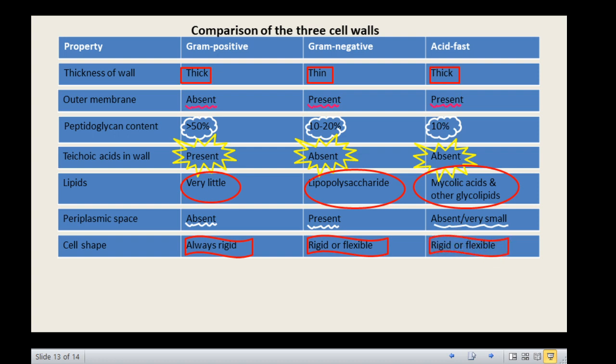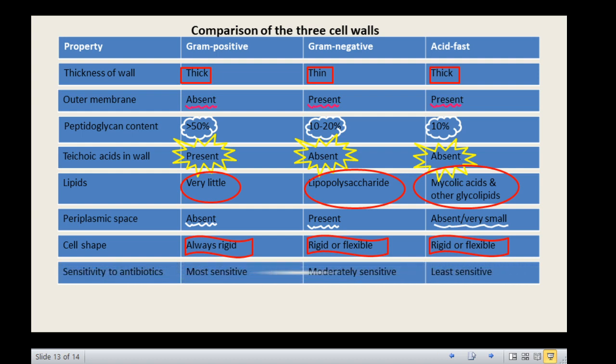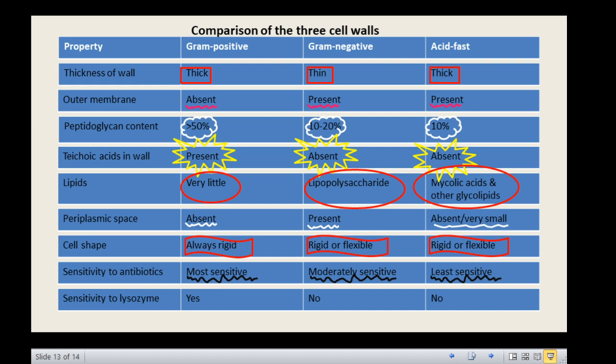As a general rule, gram-positive cell walls are very sensitive to antibiotics. Gram-negative cell walls are moderately sensitive and acid-fast cell walls are least sensitive. Likewise, gram-positive cell walls are sensitive to enzymes like lysozyme, which attacks the beta-1,4 linkage between N-acetylglucosamine and N-acetylmuramic acid, whereas both gram-negative as well as acid-fast cell walls are not sensitive to lysozyme.